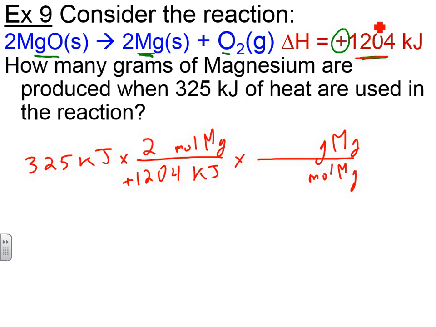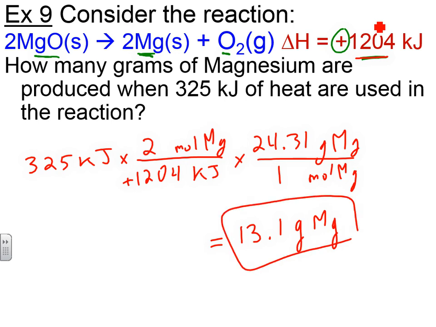All right, so the problem is just as simple as the previous one. 325 times 2 divided by 1204 times 24.31 gives you 13.12. Now we have 3 sig figs rather. So how about 13.1 grams of magnesium? So when you put this much heat into the reaction, you'll produce 13.1 grams of magnesium. Hopefully that made sense, and we will resume in video 10.